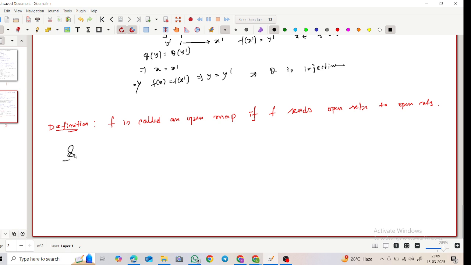Question number 4. If f from R to R is a function, f is open if f is injective. Again, I give you guys 2-3 minutes to think about it.